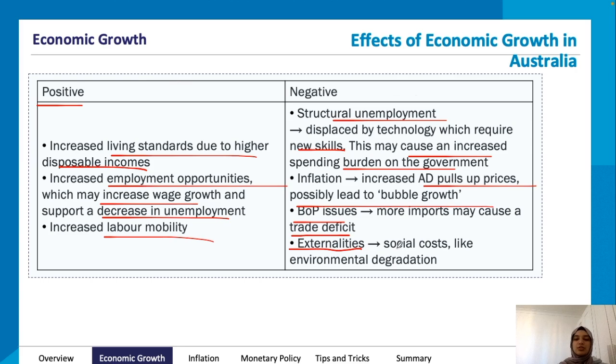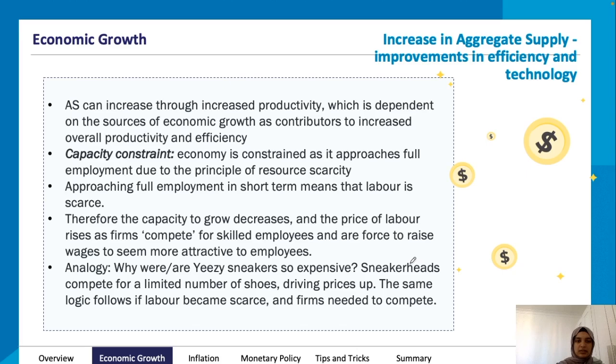Externalities, so social costs like environmental degradation. If you've been through the environmental sustainability topic, this may be something you are already aware of, but this idea that we need to consider more than just the economy and economic growth, because we also have the environment which is impacted, like we talked about with land. If we're just focused on economic growth, producing things at a mass rate, it's causing pollution, and all of these things are going to have negative impacts on the environment, which is not good for the economy and the overall country, I guess.